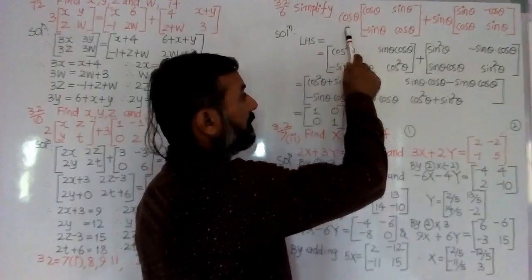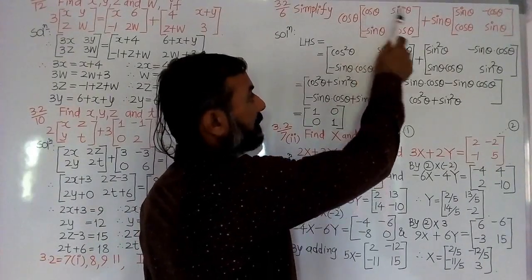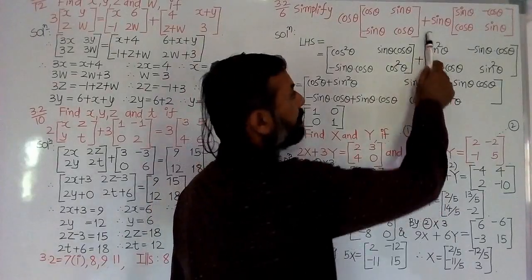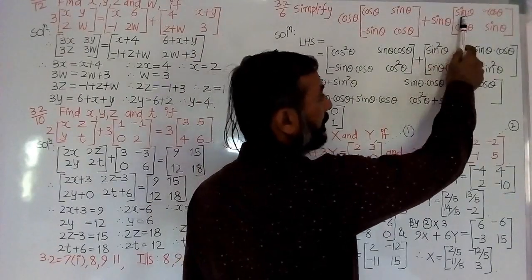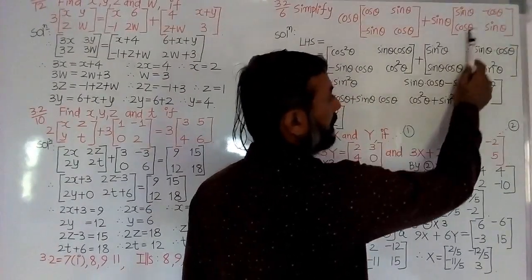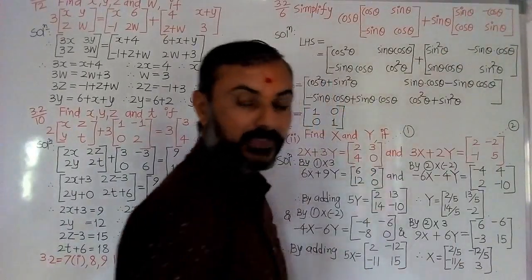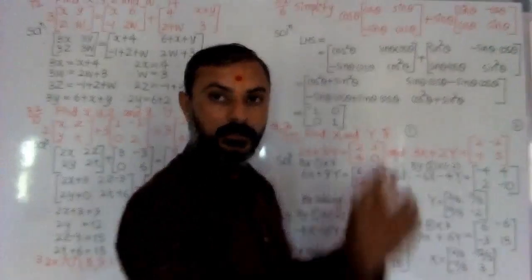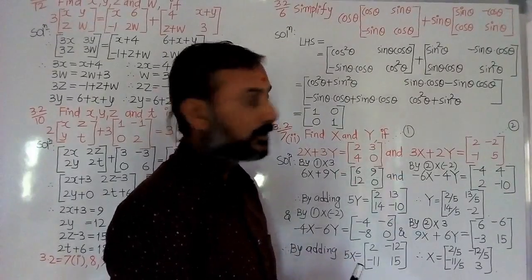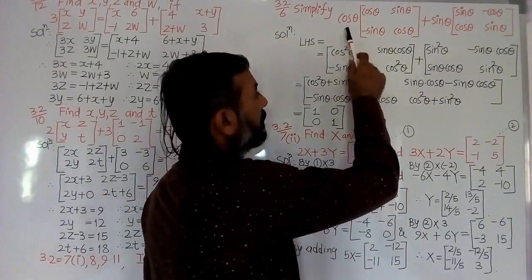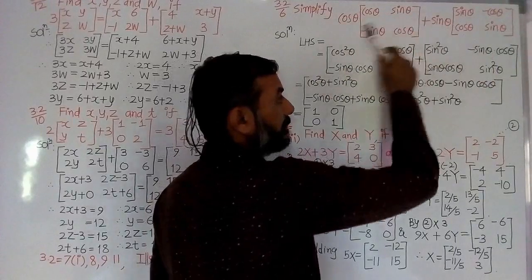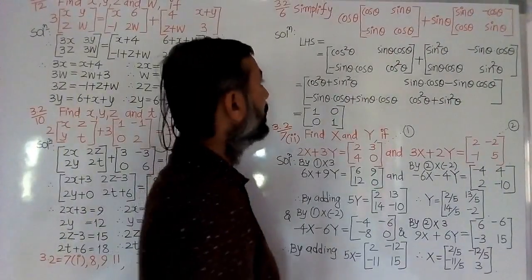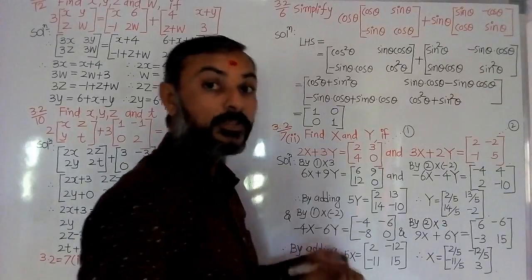Simplify cos theta times the matrix [cos theta, sin theta; minus sin theta, cos theta] plus sin theta times the matrix [sin theta, minus cos theta; cos theta, sin theta]. So we have to simplify this addition and scalar multiplication. First of all, this is the LHS. I do not write it here, but remember this is the LHS. Okay, and then the next step, how to simplify.